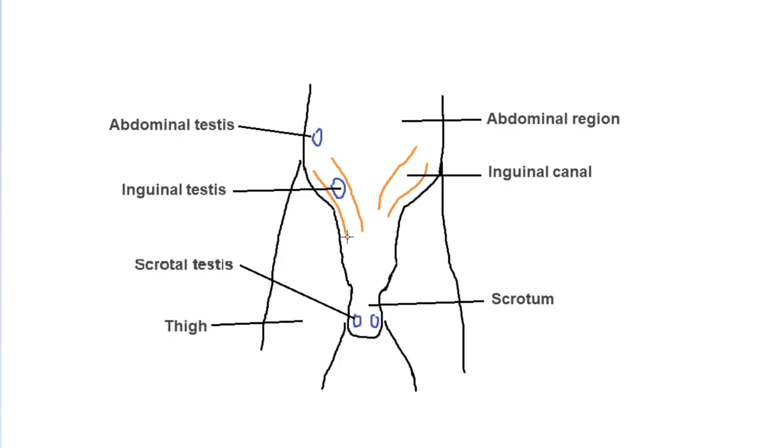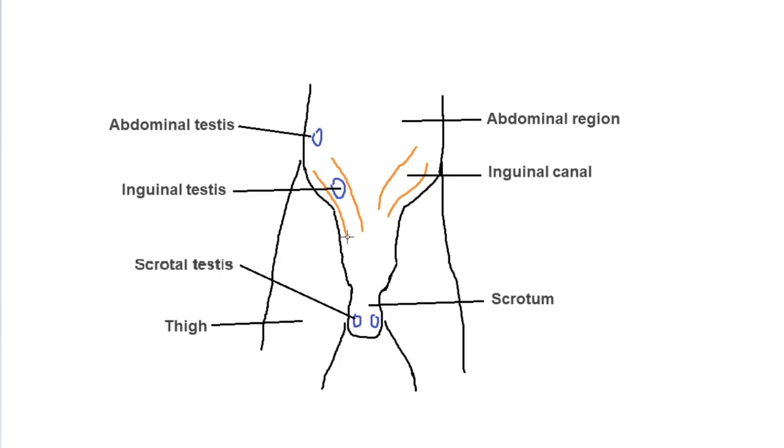I have also shown the scrotal testes in the down part of this figure, in the scrotum. The testes are found in the scrotum, and these are called the scrotal testes. So in the figure you can see the abdominal testes, inguinal testes, and scrotal testes. This is a very simple explanation, but just remember, at the end of the seventh month of embryonic development, the testes from the abdomen descend down into the respective scrotal sacs.